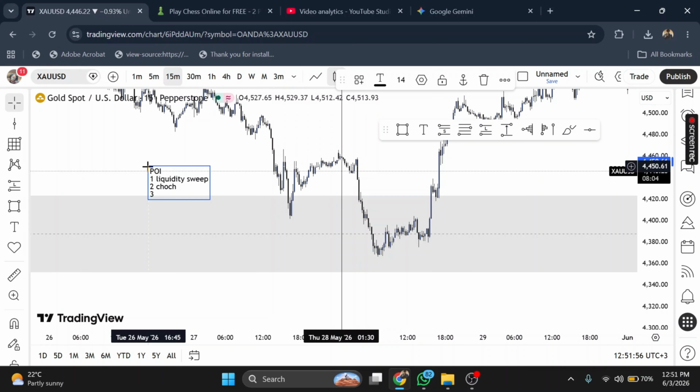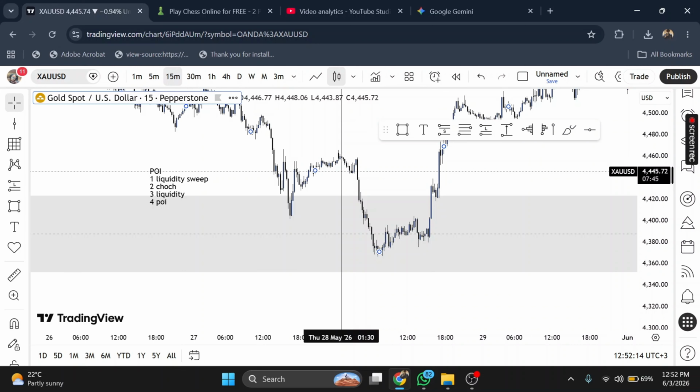Then you look for liquidity again. And after that, another small POI. I know it looks like a lot, but trust me, it works like magic. And if you have been here for some time, you see how we use it. It's nothing so crazy, it's something so simple actually.